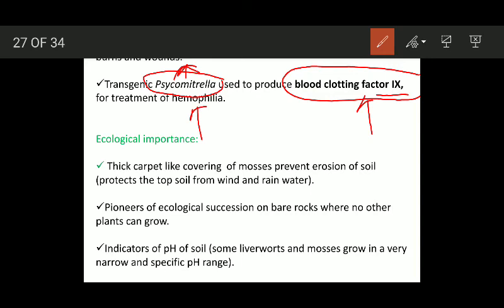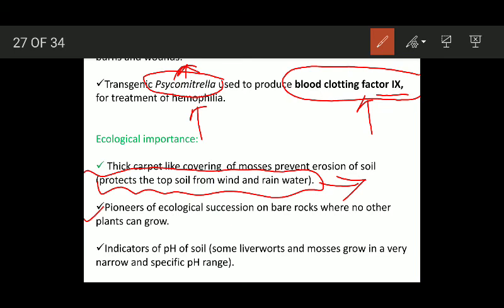Now the ecological importance of bryophytes. Some important ecological importances of bryophytes include that they form thick carpet-like coverings on the surface. If you have seen the mosses, they form thick carpet-like coverings on the surface of soil, and they can effectively prevent erosion of soil. They are effective against both strong winds and rainwater. These carpets prevent soil erosion occurring due to strong winds and rainwater.